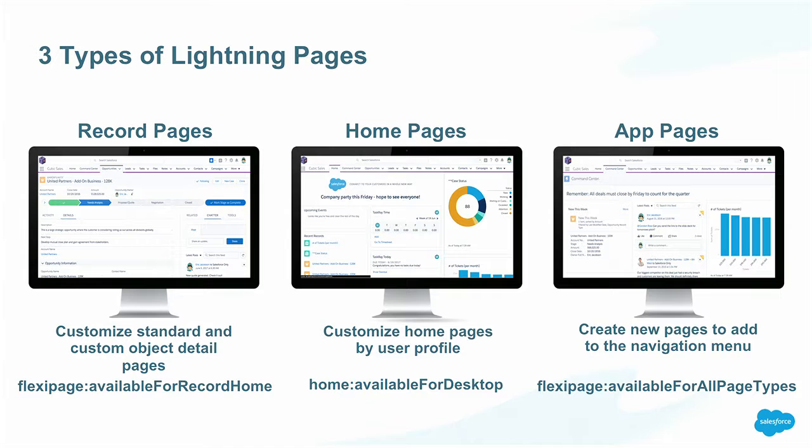The home page is the initial landing page that every user sees when they launch Lightning Experience. So that's also a Flexipage type. And then app pages, which is a way to add components and extend your app's navigation menu. And down below I have the interfaces for each one of these. So you add these interfaces to your custom components in order to make them appear for these specific page types.